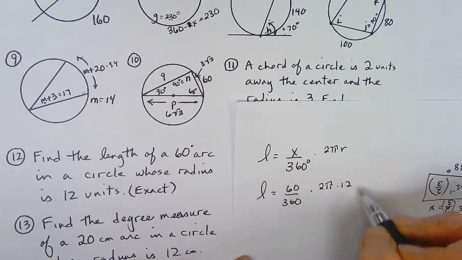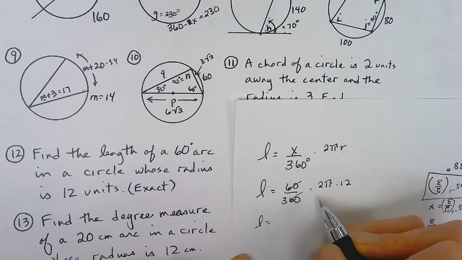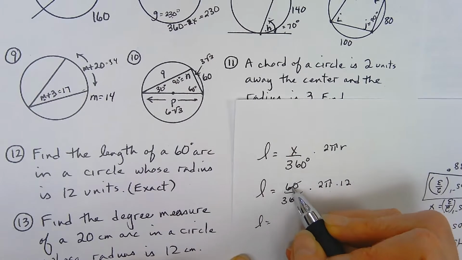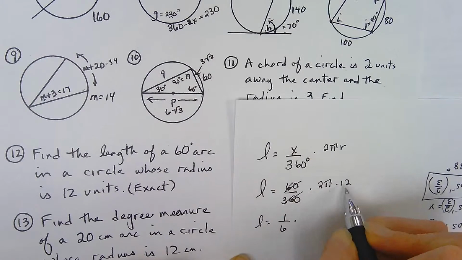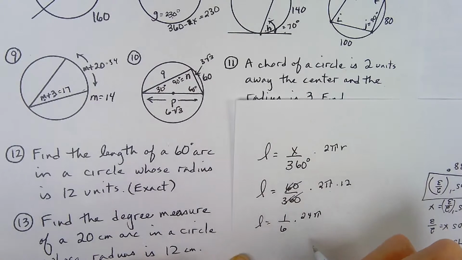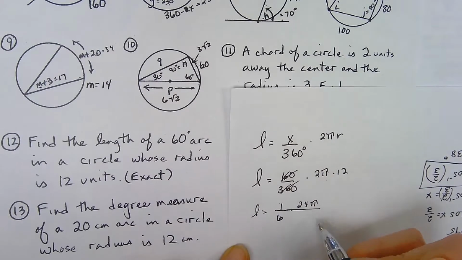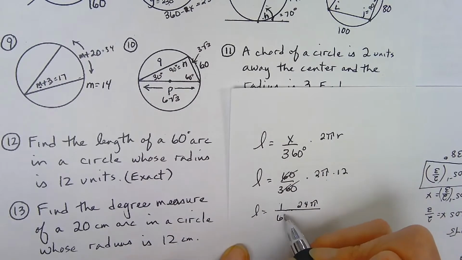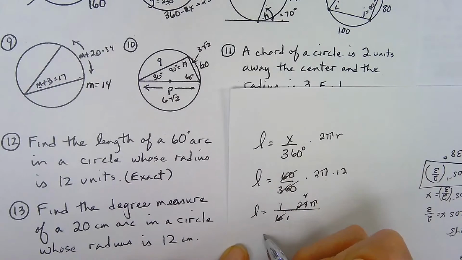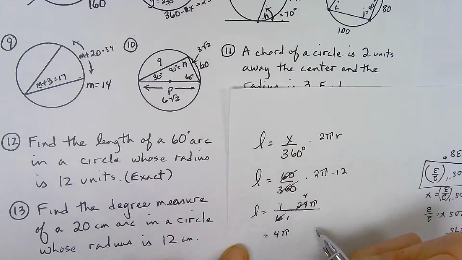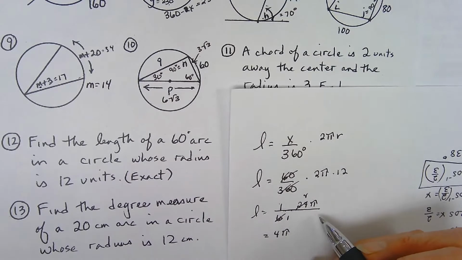We'll simplify this equation here. L equals, I can divide those both by 10, which gives 6 over 36, and then divide them both by 6, which gives 1 over 6 times 2 times 12 is 24 pi. 1 over 6 times 24 pi. Now, if it helps, extend that line to remember that this is in the numerator. Well, these can also cancel. 6 goes into 6 once, 6 goes into 24 4 times. So my answer is 4 pi. That is the length of the arc in a circle whose radius is 12 units.